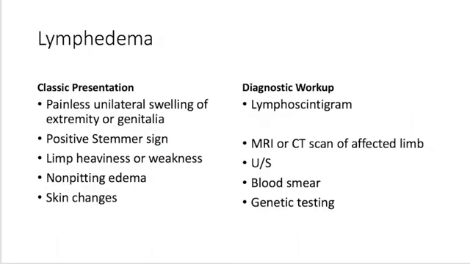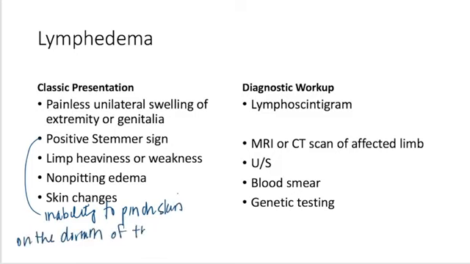It will clinically present as painless unilateral swelling of the extremity or genitalia. You will have a positive Stemmer sign. A positive Stemmer sign is the inability to pinch skin on the dorsum of the second toe. So basically you can't pinch with your thumb and index finger. A negative Stemmer sign does not exclude lymphedema. You also have limb heaviness or weakness, classic non-pitting edema, and then you will have skin changes related to those inflammatory changes.